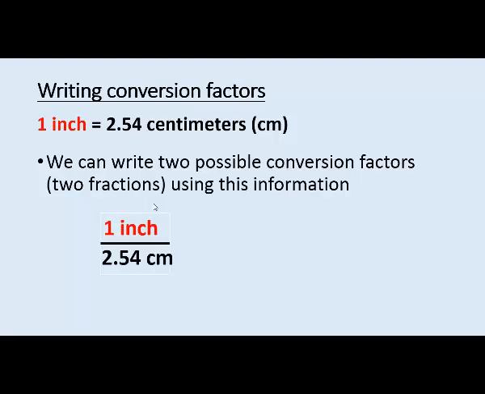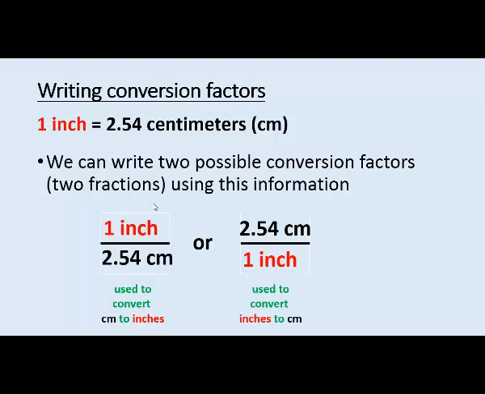Now that's only one of two possible fractions I could write here, right? If I want to convert from centimeters to inches, this is the fraction I would want to use because then it would cancel centimeters out and leave me inches as my final unit. So that's the one I use for converting from centimeters to inches. If I want to use the inverted fraction here of 2.54 centimeters over 1 inch, well, this is the fraction I would use in the dimensional analysis to convert from inches to centimeters.